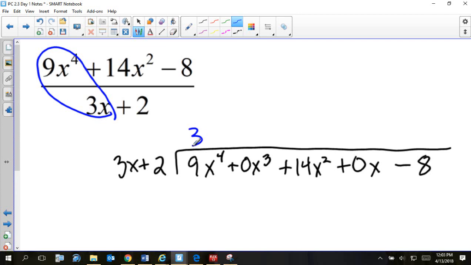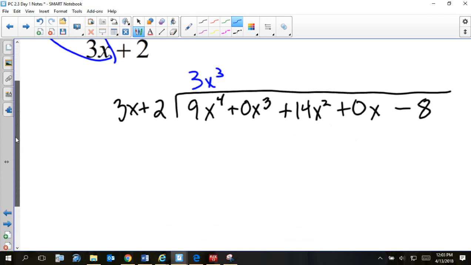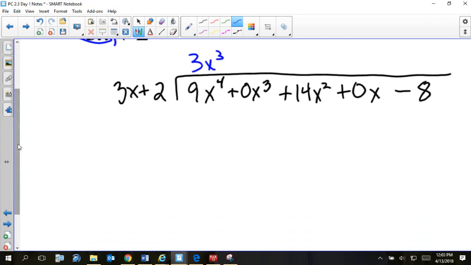3x to the 3rd. So that's divide. Then we multiply, so I'm going to distribute that. We'll get 9x to the 4th plus 6x to the 3rd. If you have picked the correct thing on top, then the first term will always be the exact same as the one right above it. So now we subtract.